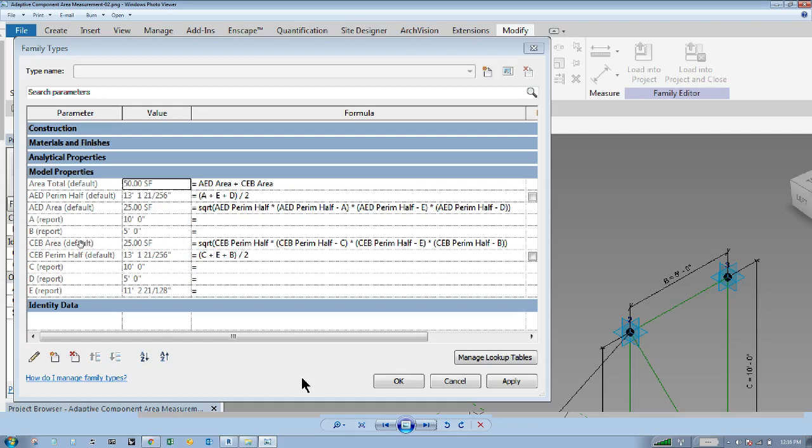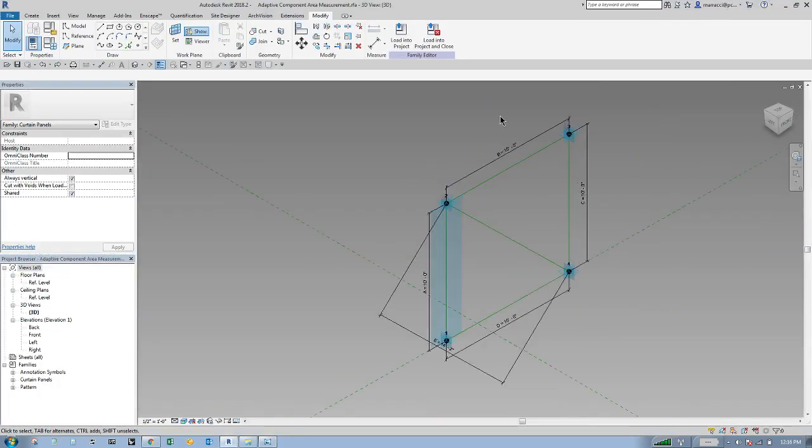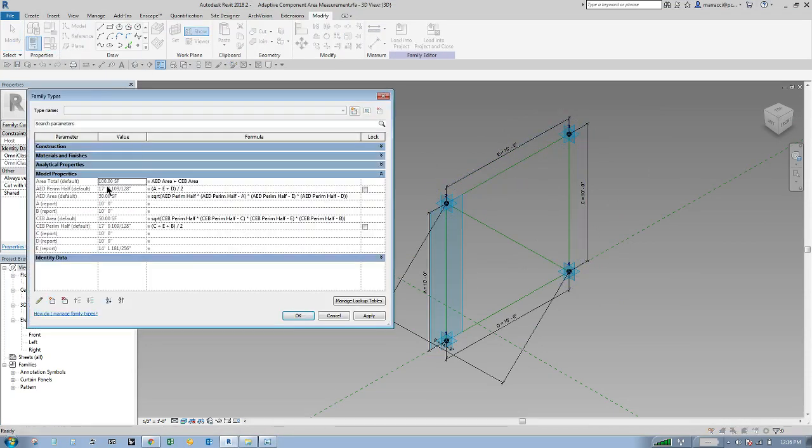And then once you have the AED area and the CEB area, you add those two together to have the area total right here. And that's it. It's pretty simple. And I'll show you back in Revit. The example I was showing you was a 5x10 panel. This is 10x10. So if I open up those parameters, you can see it's saying 100 feet.